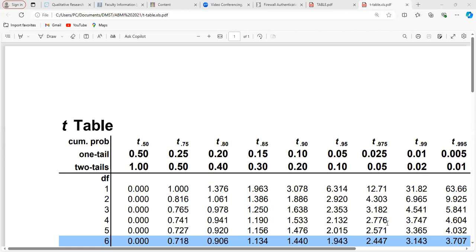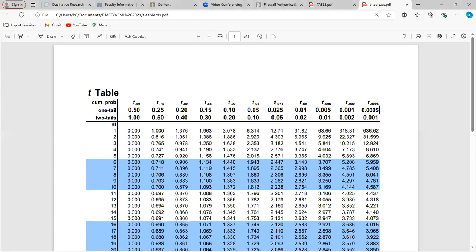Now I'll give you the structure of the student T table. It is here. Now this table you must read. For you, forget about the first row up here, written probability, cumulative probability. The most important rows are this row and that row.